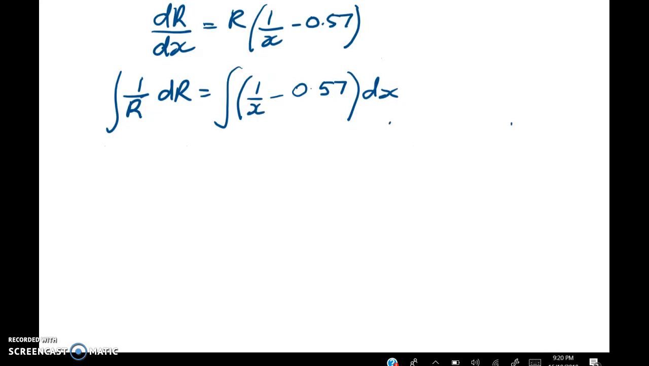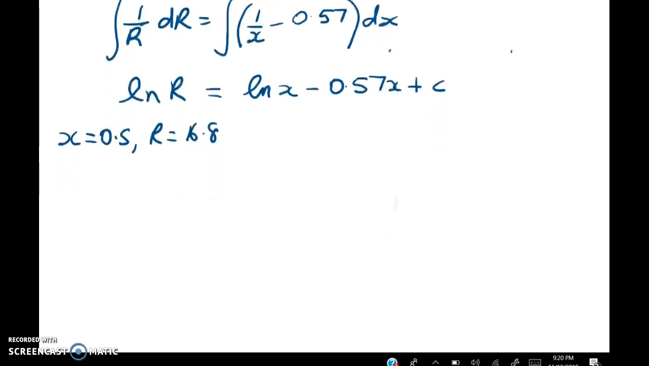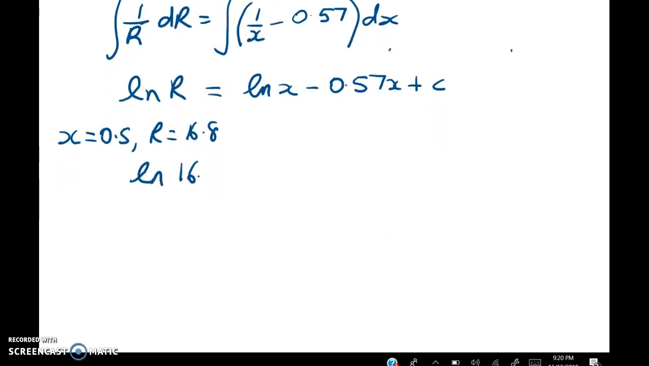Okay, so I've separated the variables and we're ready to integrate, and we get the natural log of R is equal to the natural log of X minus 0.57X plus C. Now we were given one condition, which was when X was 0.5, R was equal to 16.8. So there's nothing nice about the numbers in this problem, unfortunately. So if we substitute that in, we can work out our constant.